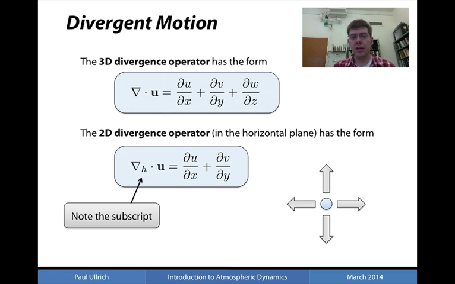However, we will also be interested in the 2D divergence operator, that is the one which exists along a horizontal plane, whether it be a height surface or a pressure surface. And in this context, it's simply the first two components, that is the partial derivative of u with respect to x plus the partial derivative of v with respect to y.